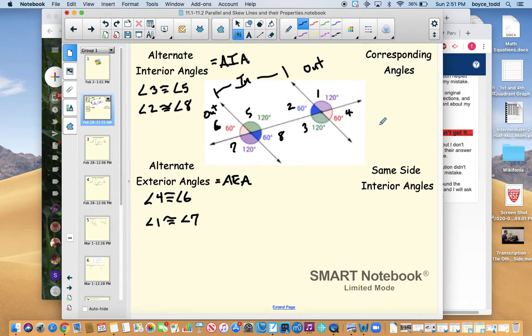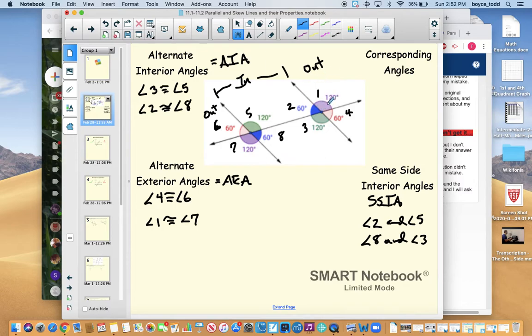Okay, so same side interior angles, we'll call these SSIA. We'll abbreviate a lot of these going forward. Those are the ones like angle 2 and angle 5, right? They're not congruent, so I'm not going to put them as congruent. Angle 3 and angle 8 are also in that group. So angle 8 and angle 3. And again, they're not congruent.